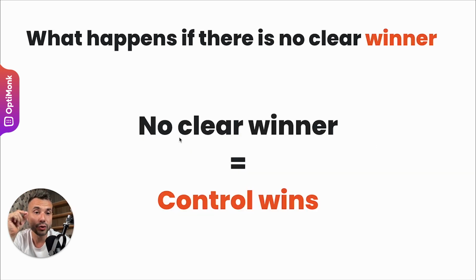What happens if there's no clear winner? Well, when there's no clear winner, that usually means that the control wins. Our smart A/B testing also works like that. So if the challenger cannot obviously beat the control, then it discards the challenger and keeps the winner. That's usually the safest method.